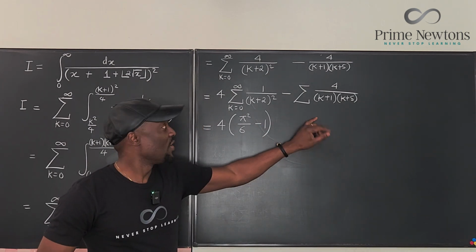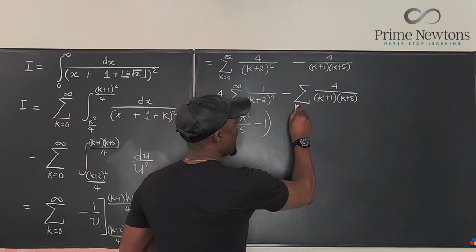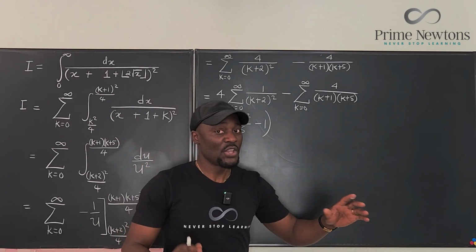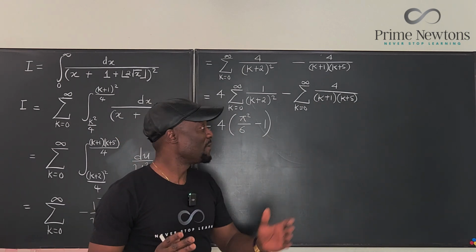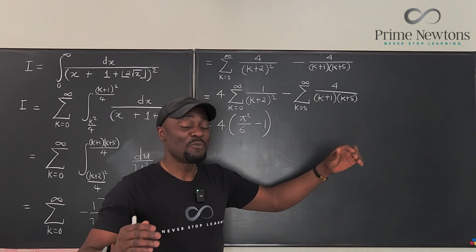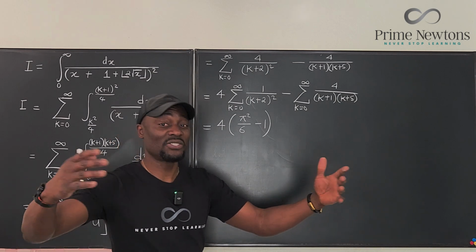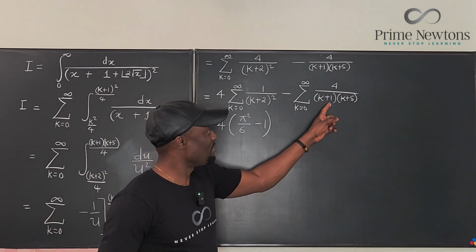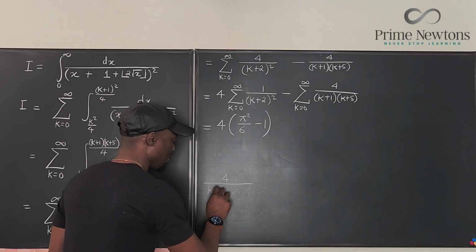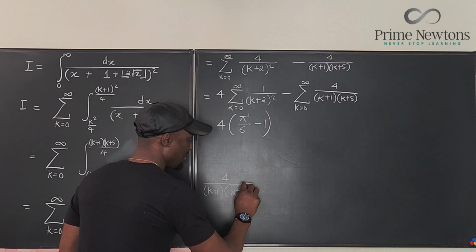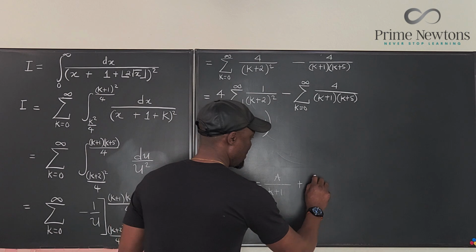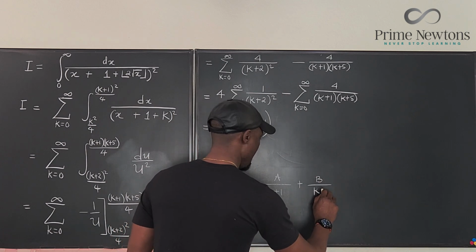Let's go to the other side. Because you're doing a sum from k equals 0 to infinity of a product like this, you have to split it into partial fractions. We have to do the partial fraction decomposition for this, and you might end up with a telescoping series, where terms cancel out, and you see what happens in the end. So let's break this down. We know that 4 over (k plus 1) times (k plus 5) equals A over (k plus 1) plus B over (k plus 5).